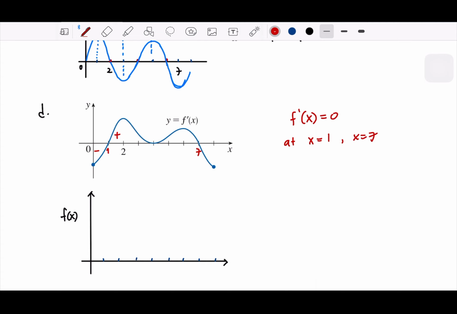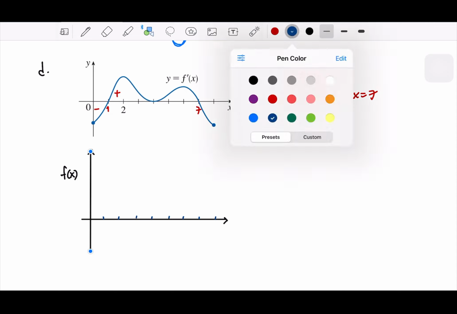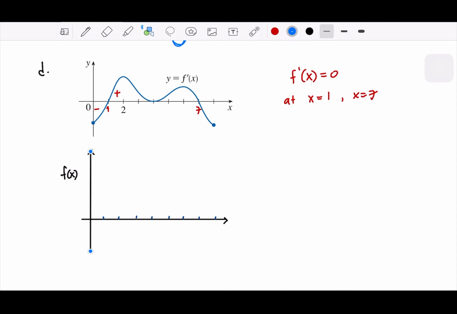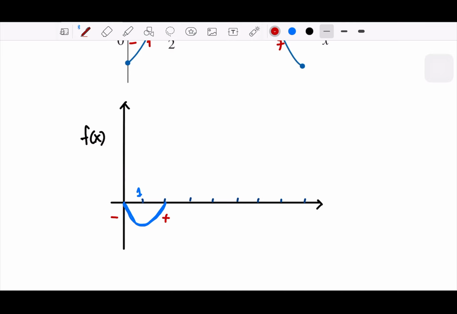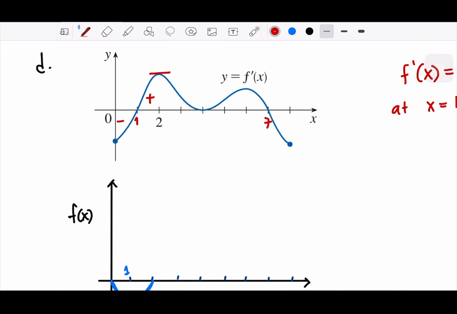So that means from 0 to 1, it's decreasing, right? It's decreasing and then increasing. Let me take a little bit longer here. So it's decreasing and increasing. This is 1. See that this slope is negative and positive, right? And then at x equals 2, it's going to be 0, right?